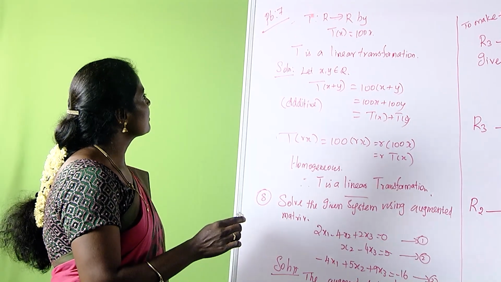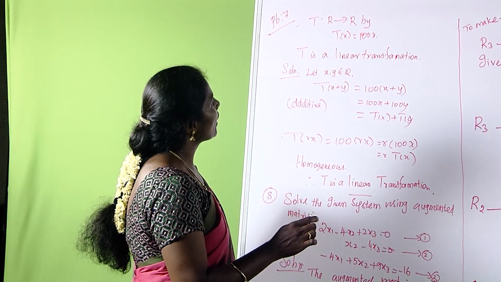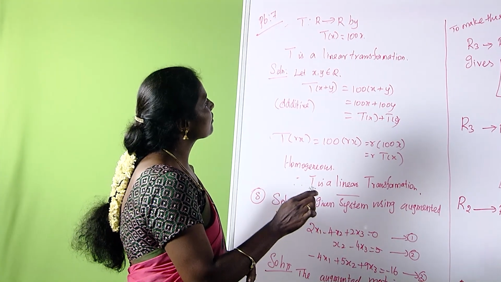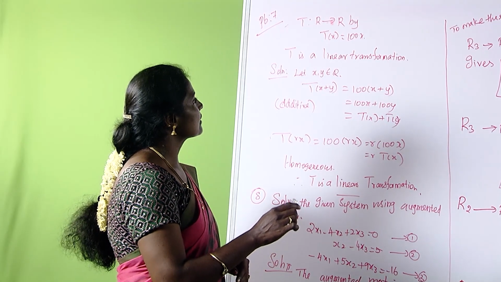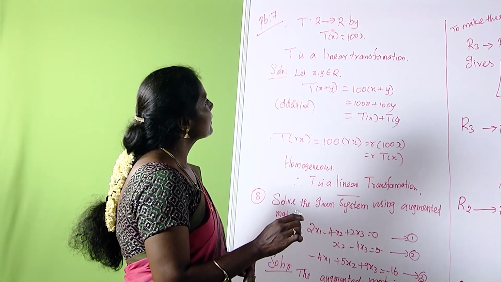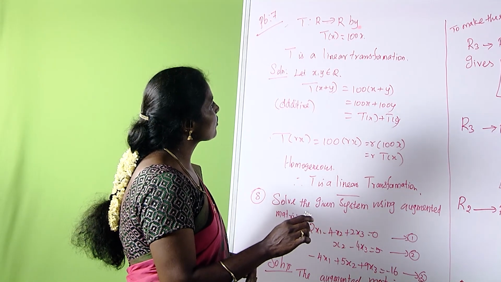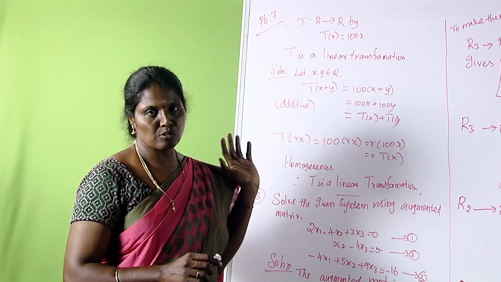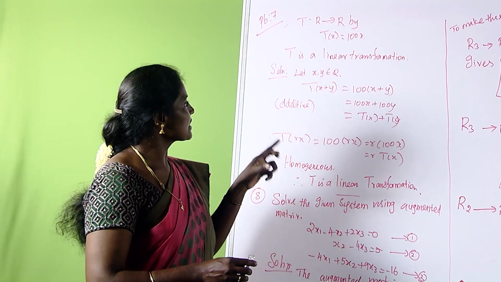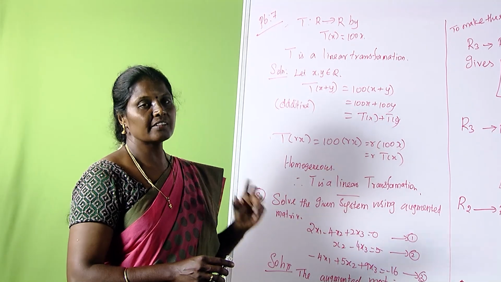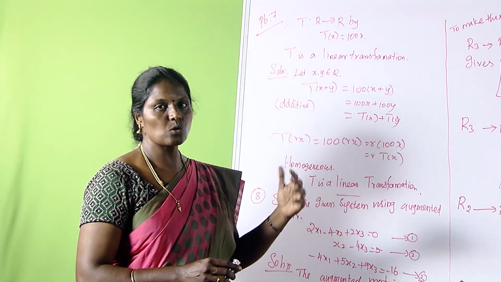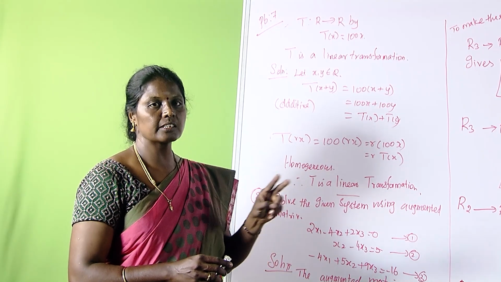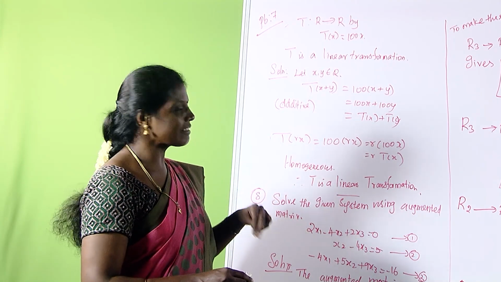The first problem: the function T from R to R, that is real number to real number, is defined by T of x equal to 100x, where x is an element of R. We are going to verify whether T is a linear transformation or not. We have to verify that T is additive as well as homogeneous. We are going to check two properties.